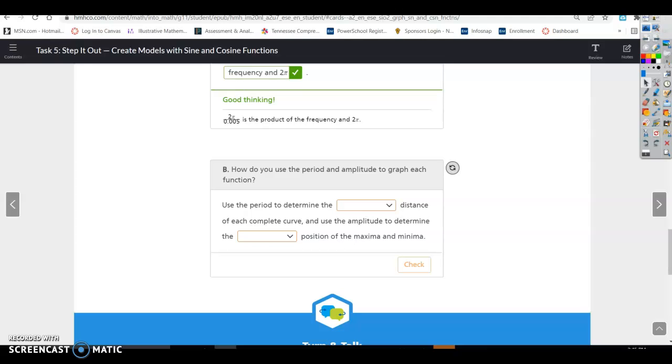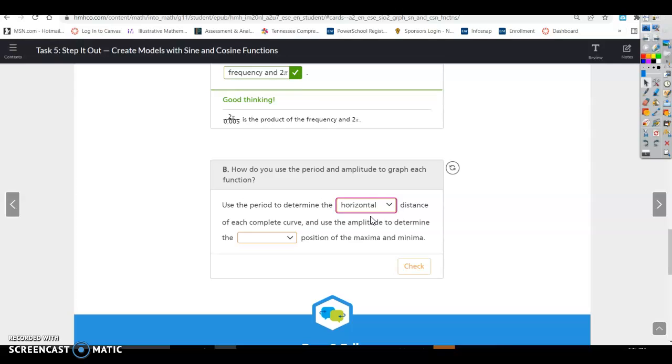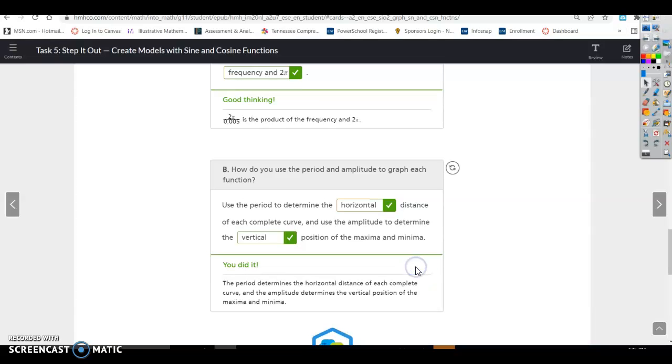How to use the period and amplitude to graph each function. Use the period to determine the horizontal. Remember, the period is your horizontal. It's on your x-axis, the distance of each complete curve. And use the amplitude to determine the vertical, or the A, on each line. So that would determine your maximum or minimum.